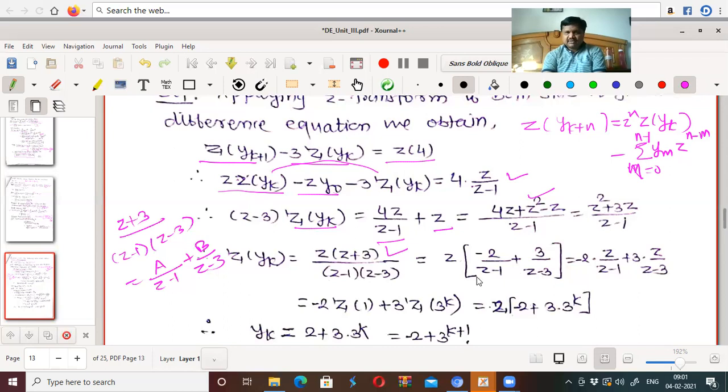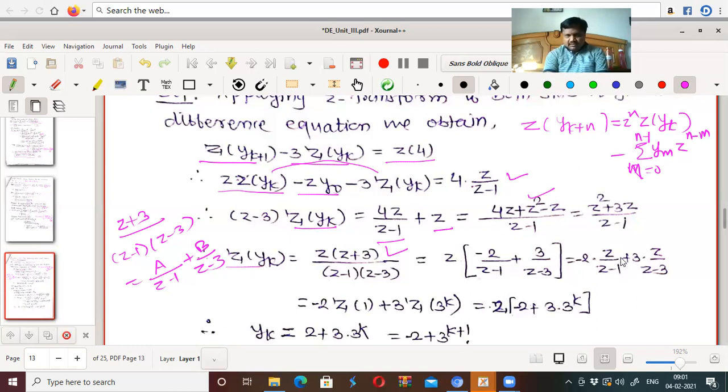If we take cross multiplication, you will get the same result. Minus 2Z plus 6, plus 3Z minus 3. That is, plus 6 minus 3 gives plus 3, and minus 2Z plus 3Z we get Z. So minus 2 times Z upon Z minus 1 plus 3 times Z upon Z minus 3. So this is Z transform of yk.